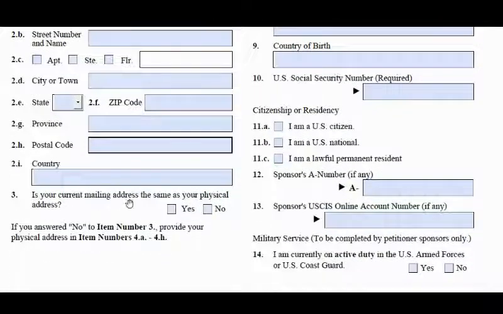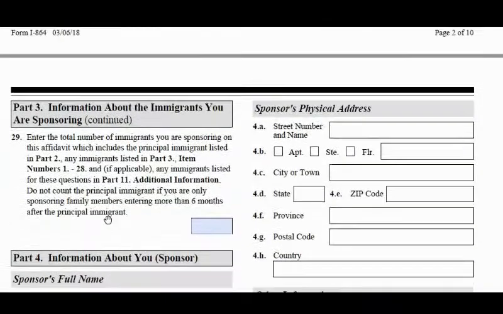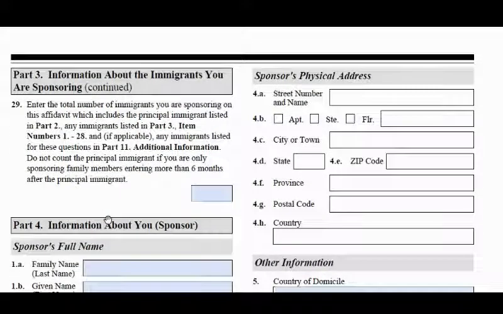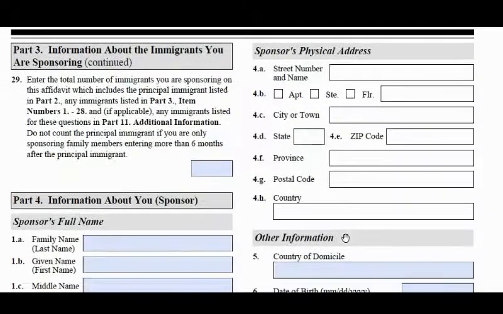Is your current mailing address the same as your physical address? What this means is, the place you live now, is that the same place you receive your mail? If it's yes, you check yes. If it's no, you check no. Then we move to 4A. In case your physical address is different from your mailing address, you're going to provide your physical address here: the street name, the apartment, street, floor, city or town, the state, the zip code, province, postal code, and country.